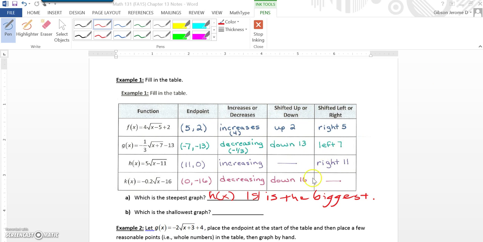Okay, class, picking up where we left off. It says which is the steepest graph? h of x, because it has the absolute value of 5, which is the biggest amount. So that's what makes this the steepest graph. It says what is the shallowest graph? It would be k of x, because the absolute value of negative 0.2, which we know is the closest to 0, so it's the smallest.